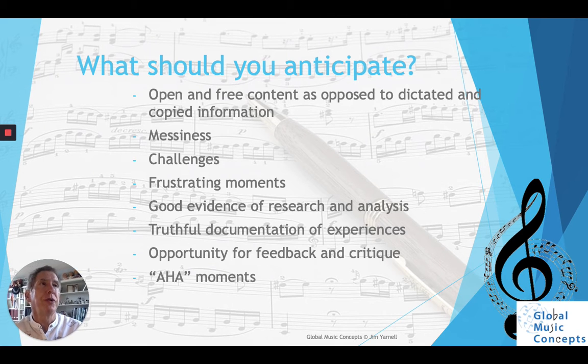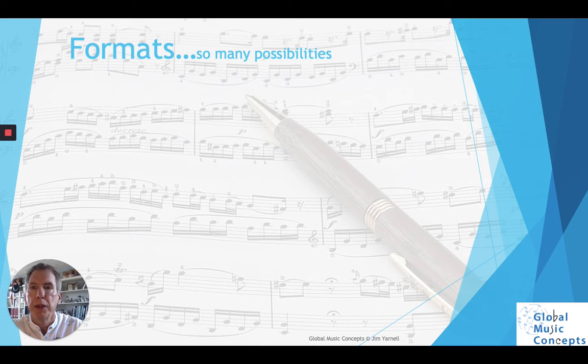It offers an opportunity for those aha moments. I got it. All right, I understand this now after months and months of trying something. This is finally working for me. I finally get it. I finally find out what I'm looking for. I finally understand what that progression was supposed to be all about, for example.